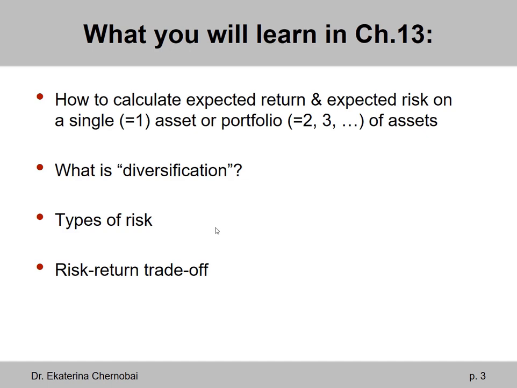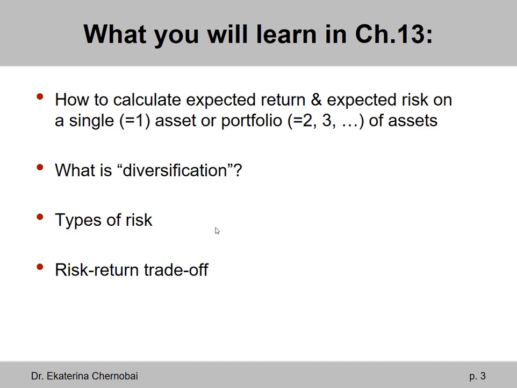First, we will look at some math, how we calculate the expected return and expected risk of returns for a single asset. For example, buying shares of stock from one company. And then we will do that for a portfolio of assets. For example, buying shares of stock from 2 different companies or 3 different companies or even more. Then we will look at a related topic known as diversification. So what is meant by diversifying your investment?